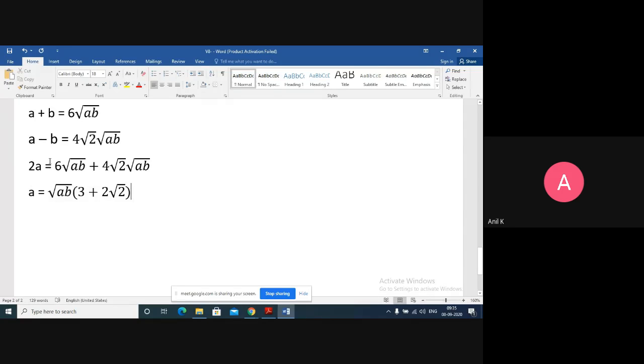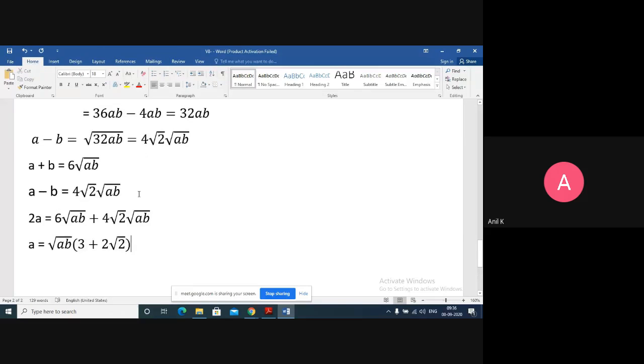I hope it is clear. I have taken 2 common from both the terms. If I take 2 common, here 3 will be left and here 2 will be left out of 4. I have taken 2 common, it will be 2 root 2. And root AB also I have taken common in RHS. So root AB times 3 plus 2 root 2. Now substitute this A value either in equation 1 or equation 2. So I am leaving it as homework. After substituting, you will get the B value as root AB times 3 minus 2 root 2.